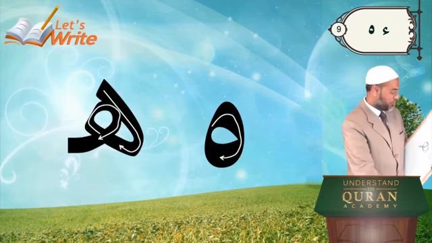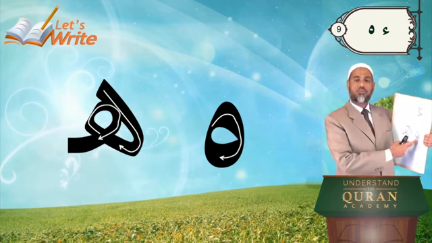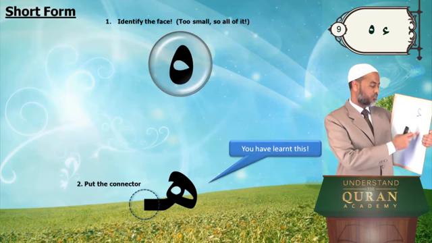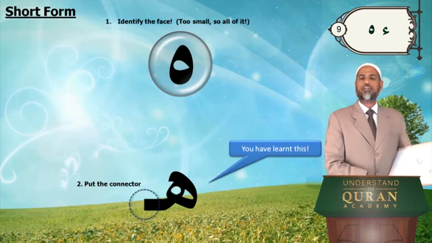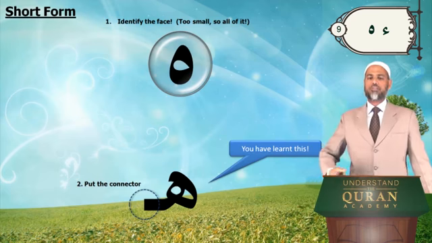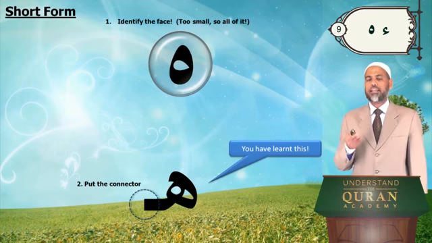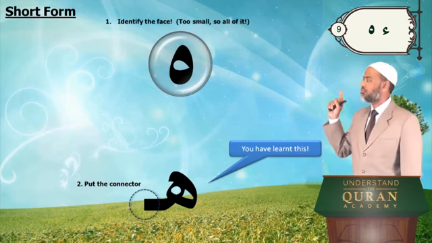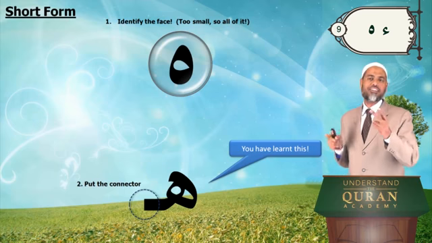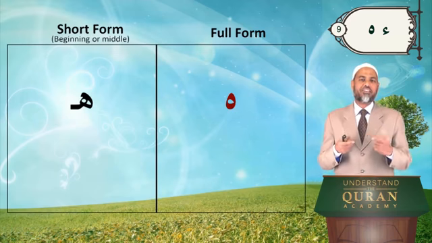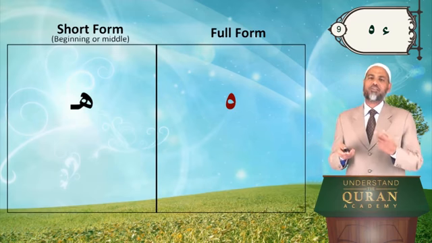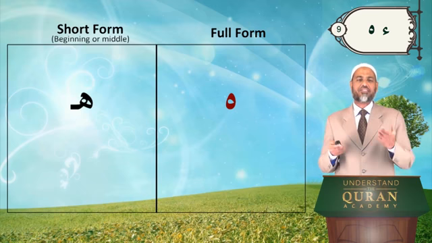And what about the short form of Ha? You learned that this is the full form. Well, the full form is there, but the short form is very special because it doubles itself, and then you put a connector to connect it with other letters. So you see the full form and the short form. These two tiny letters need special attention. You've got to take care of their tantrums or whatever.